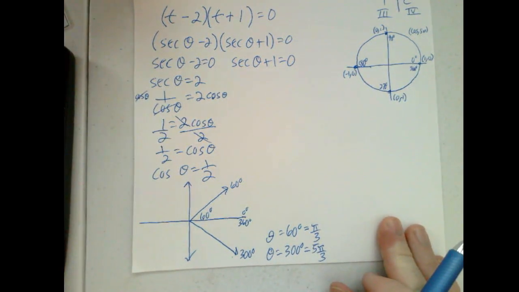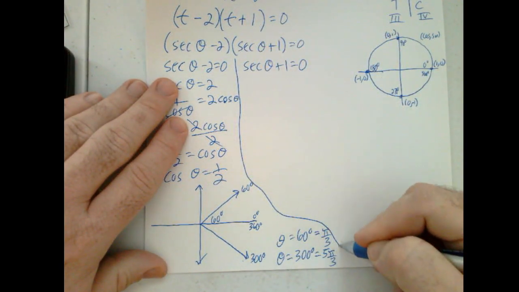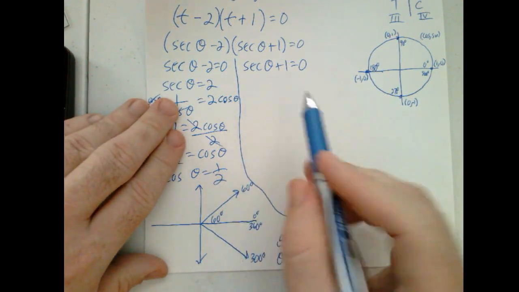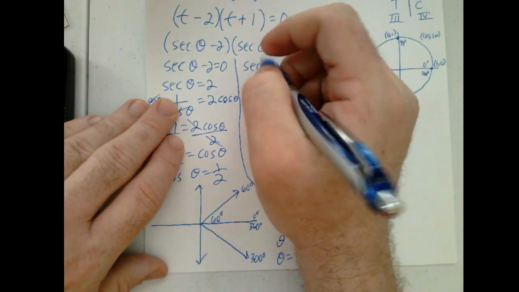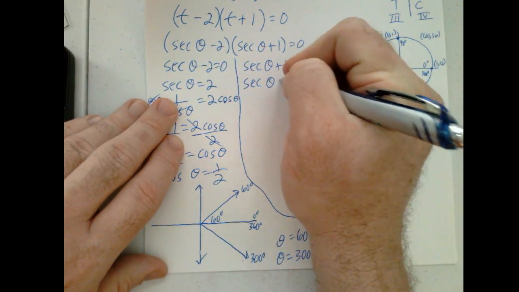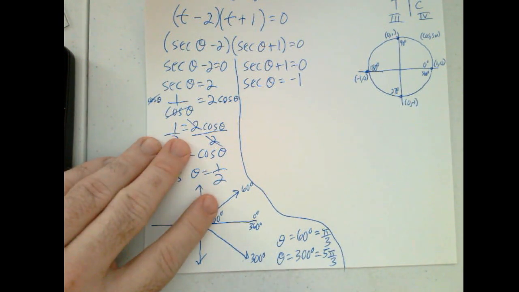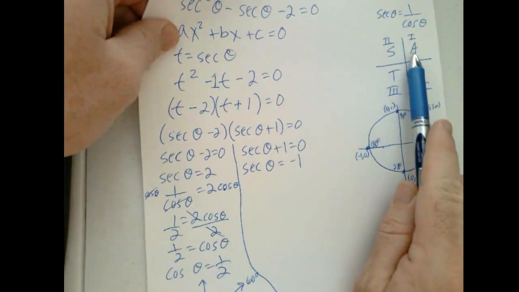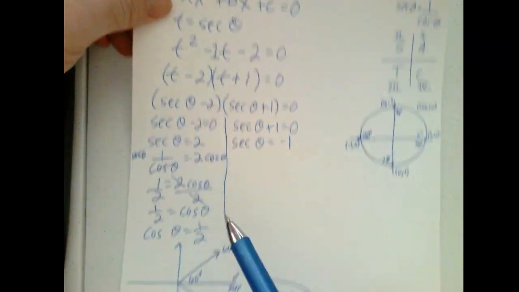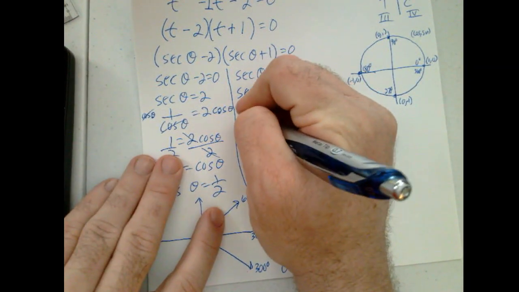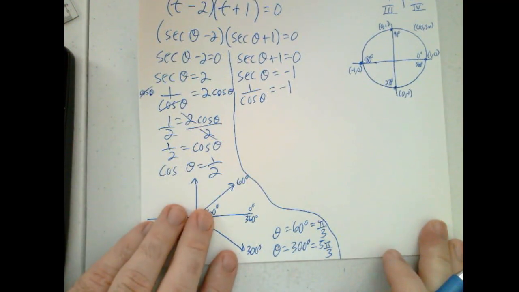Alright, so then we go look at secant theta plus 1. We're going to move this 1 over to the right side by subtracting 1 from both sides. That gives us secant theta equals -1. Then going back to our identity up here, secant theta equals 1 over cosine theta, so we're going to substitute in 1 over cosine theta for secant. And that gives us 1 over cosine theta equals -1.